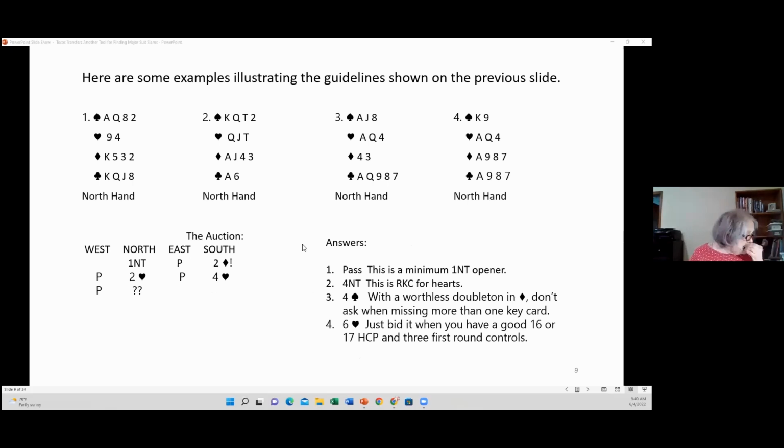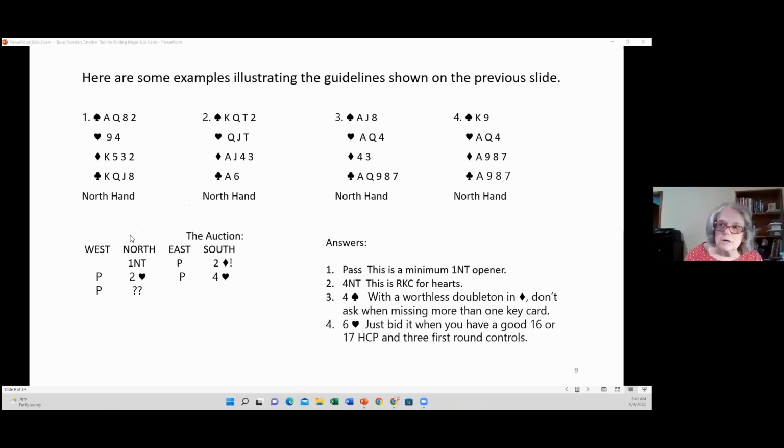Now, I can talk all day about all of this, but examples are a whole lot better. So here's the auction. You're sitting north, and this is your hand number 1 here. You've opened 1 no trump. Partner bid 2 diamonds. You say hearts, and then you bid 2 hearts, and then partner bids 4 hearts. What are you going to do with hand number 1? Pass. Yeah, you're going to pass.